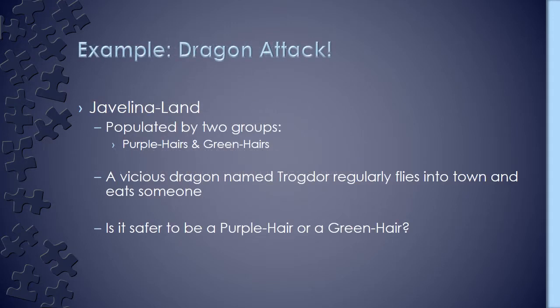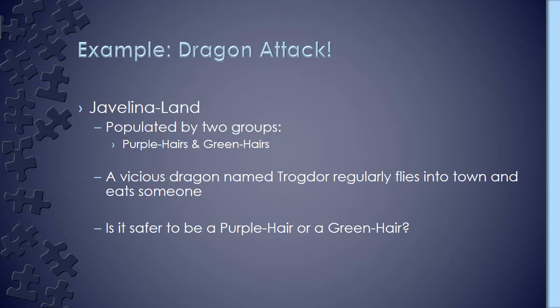So as our fanciful example, let's take this story of a dragon attack. In the land of Javelina Land, there are two different types of people. There are the purple hairs and the green hairs who live in Javelina Land. Now, unfortunately, Javelina Land is also tormented by a vicious dragon named Trogdor. He regularly flies into town and eats someone. So we're trying to figure out, is it safer to be purple hair or green hair? Does the dragon kill one group more than the other?